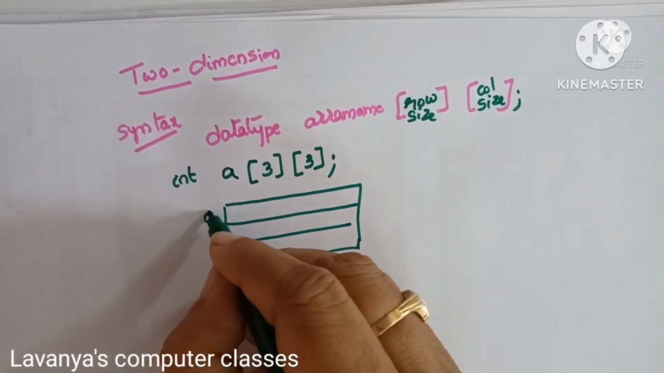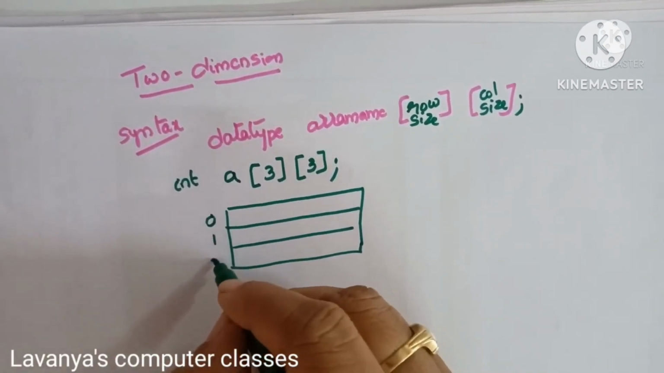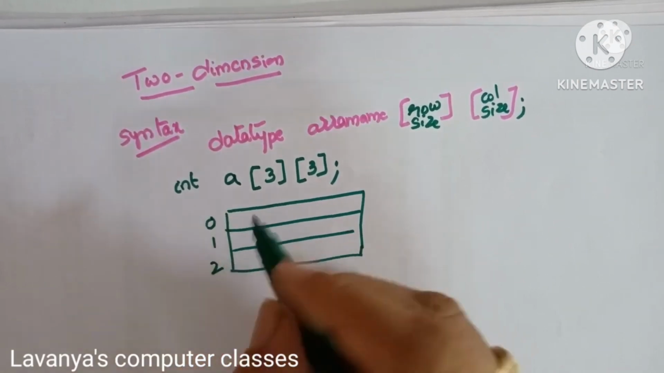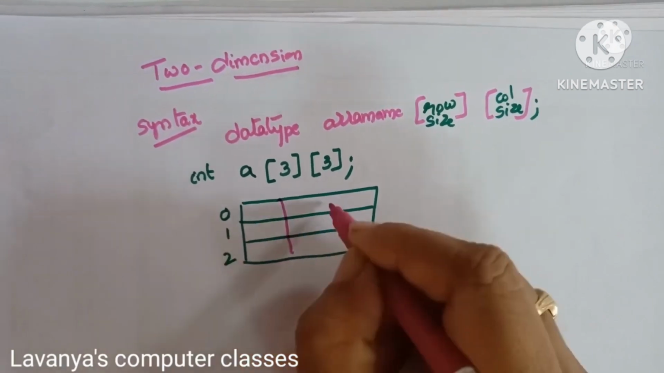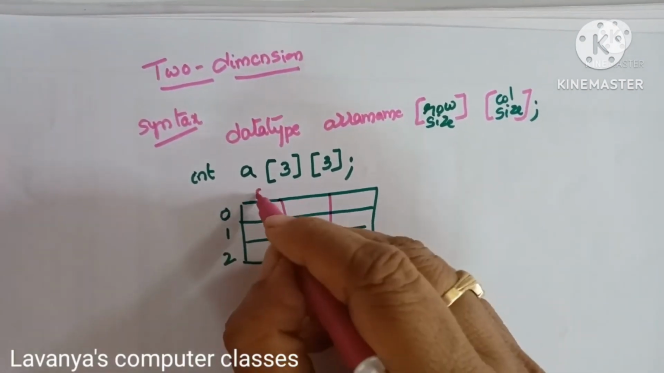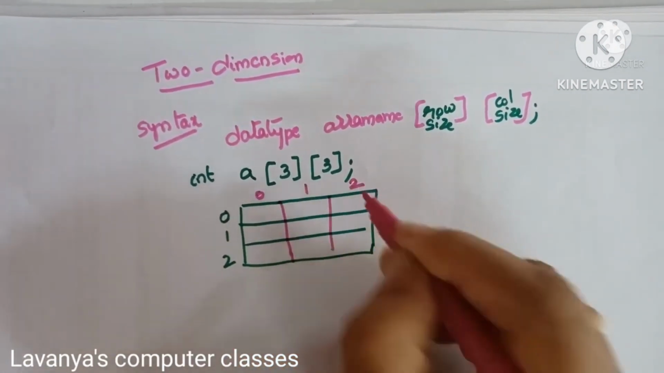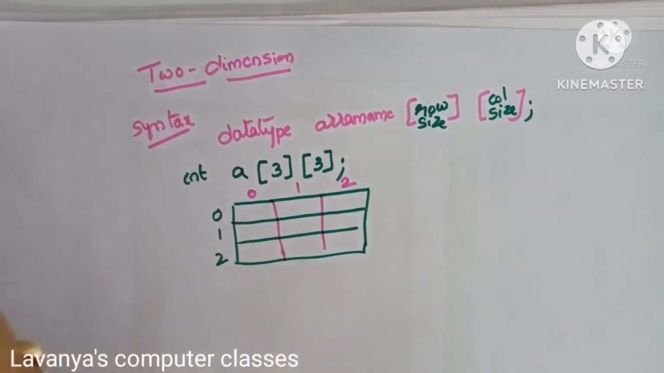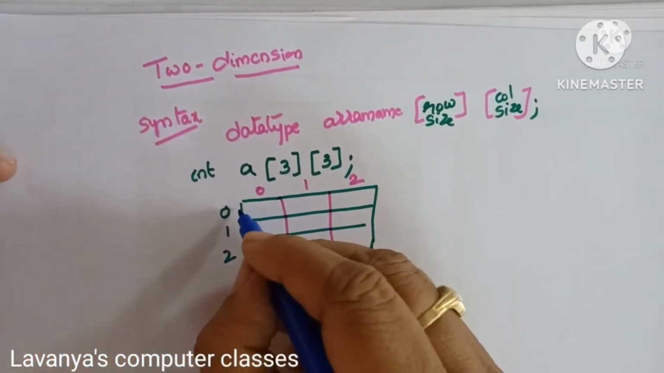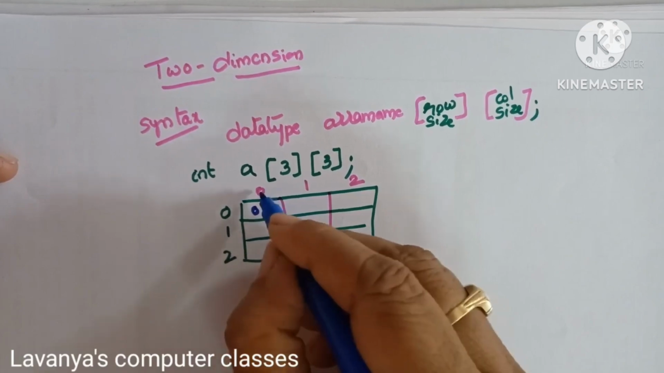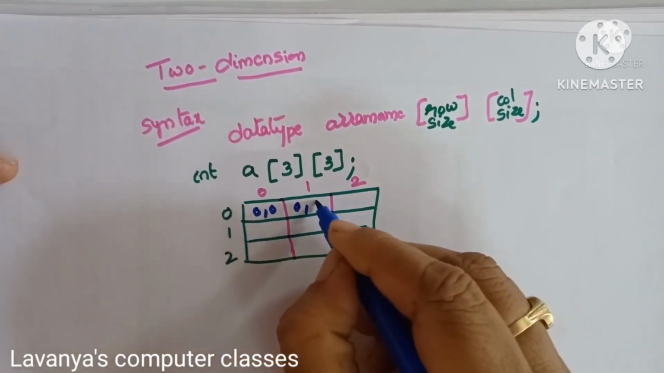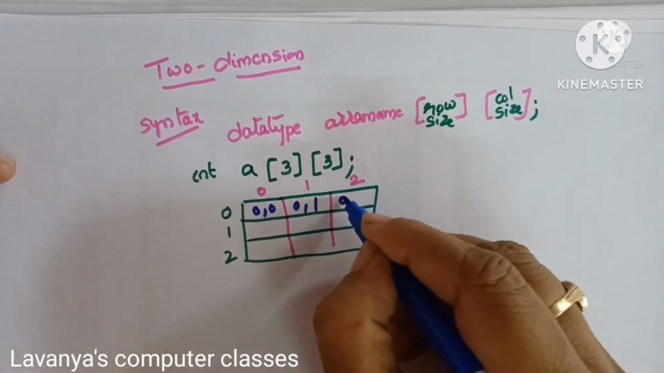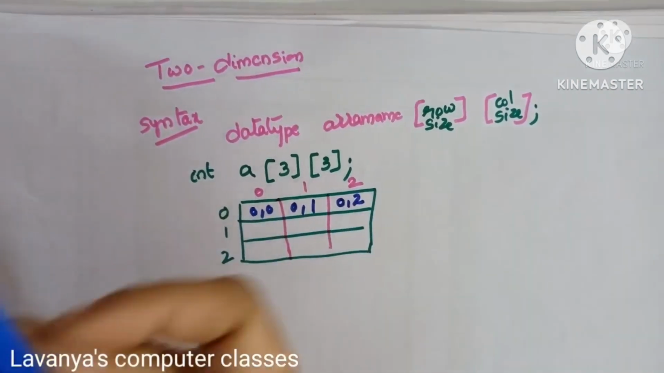The rows always start with 0, 1, 2: first row, second row, third row. And columns also. How many columns? 3 columns. Those also start with 0: 0th column, first column, second column. So this is the place of this one: 0th row, 0th column. Then 0th row, first column. It is 0th row, second column.